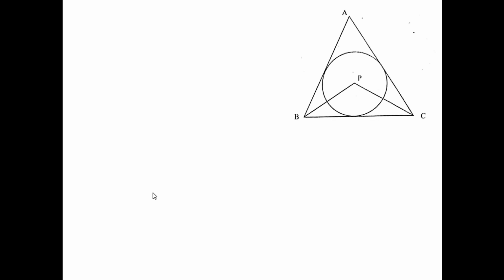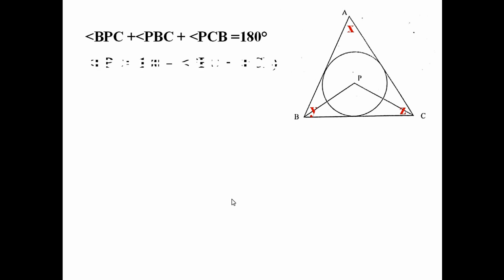Now, let us look at the figure once again. We have taken angle A as x, angle B as y, and angle C as z. Now, PBC is a triangle. Therefore, the sum of the three angles is 180 degrees. That is angle BPC plus angle PBC plus angle PCB equals 180 degrees. Therefore, angle BPC equals 180 minus (angle PBC plus angle PCB).